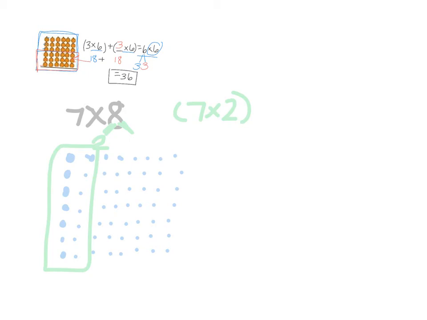You have 6, right? Because 8 isn't the same as 2, but 8 is the same as 2 and 6. So I can break this piece off too. And now I still have 7 rows, right? But I now have only 6 in each row.